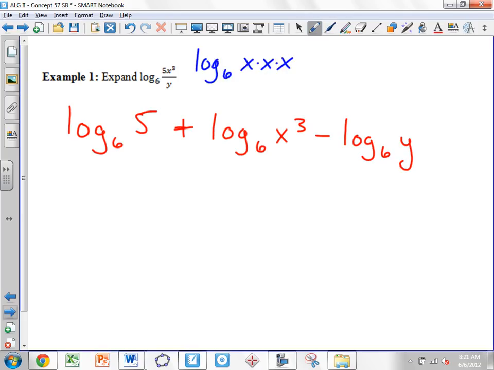Now, if I have three things multiplied, what can I write them as? I mean, I can write them as x cubed. Yeah, sorry. But if I use my rules, when I have a product, what did I make these? When I had a product here of 5x cubed, I added them together, right? So if you think of these as products, this is really the following: log base 6 of x plus log base 6 of x plus log base 6 of x.